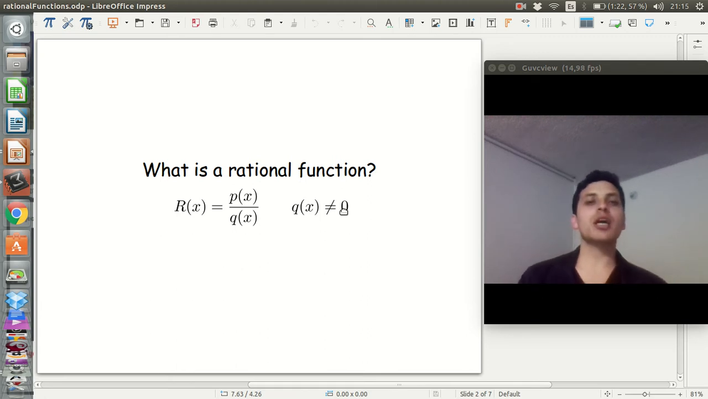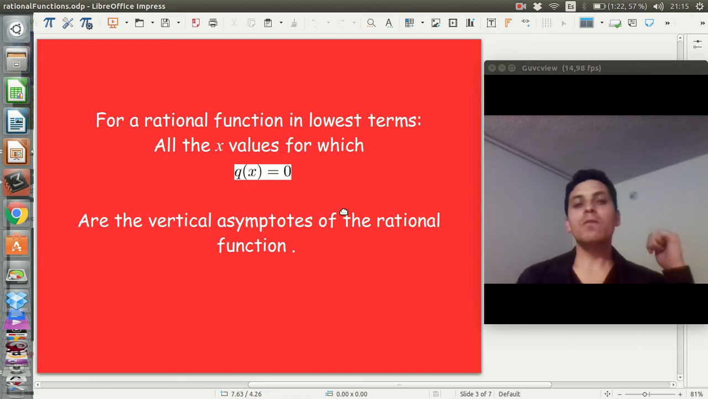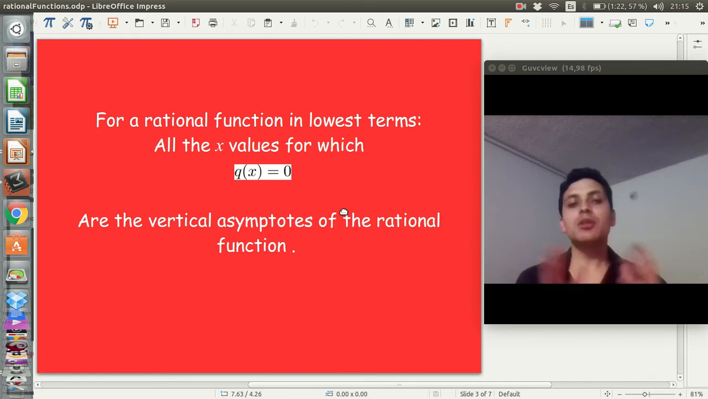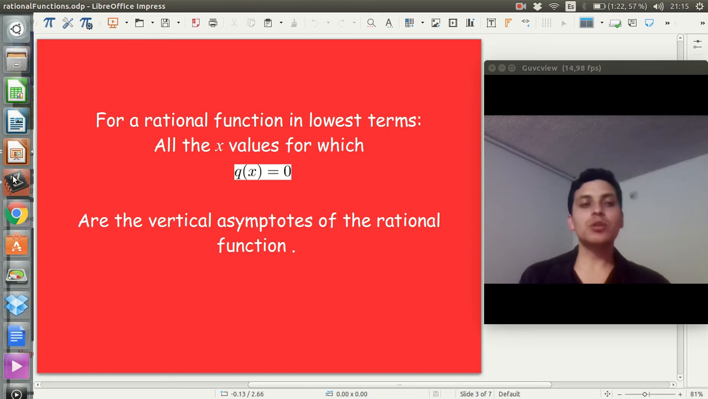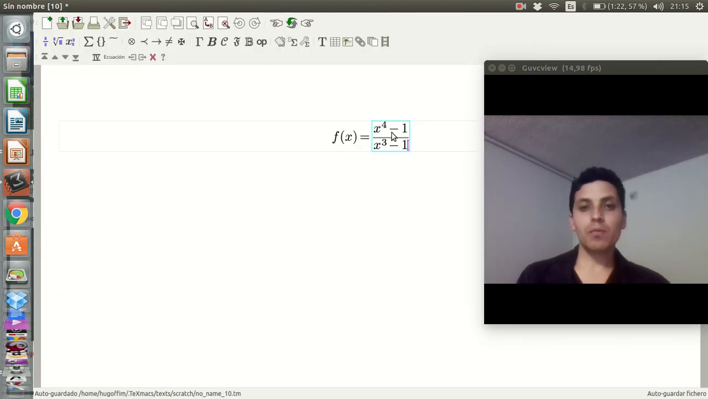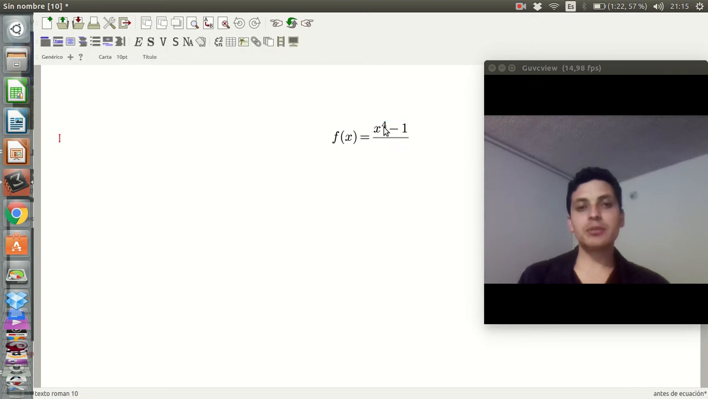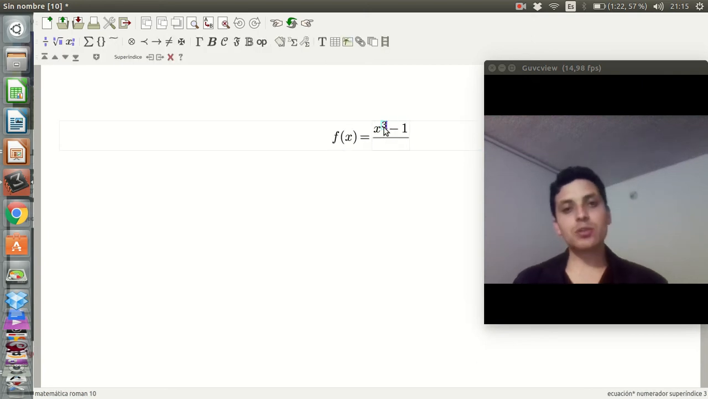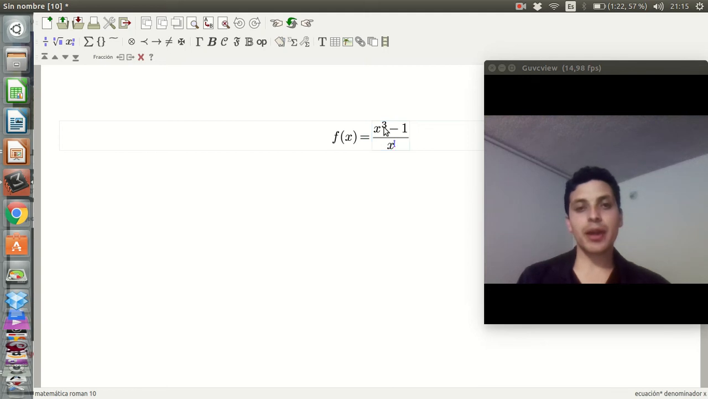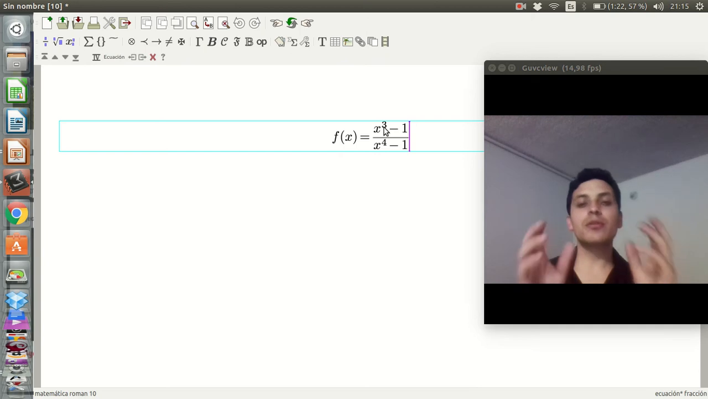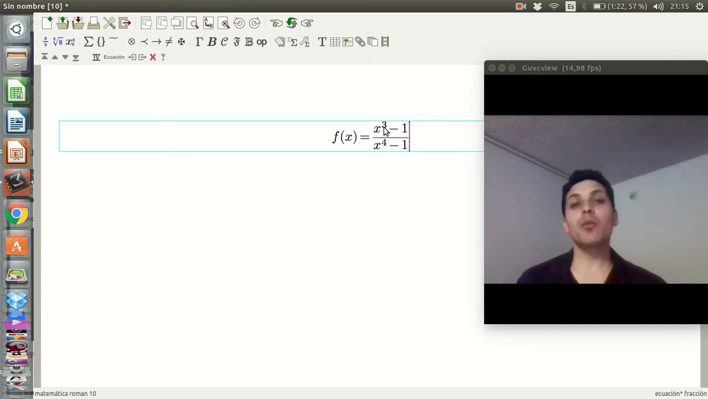So let's go to the second part. The second part says, for a rational function in lowest terms, all the x values for which q of x equals 0 are the vertical asymptotes of the rational function. So we're going to do an example. Let's say that the rational function is x to the third power minus 1 over x to the fourth power minus 1.